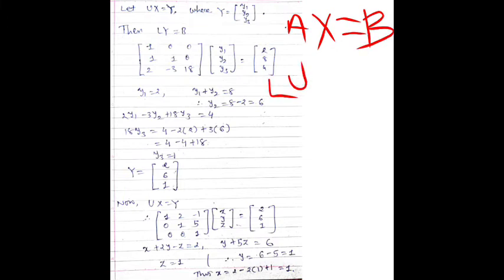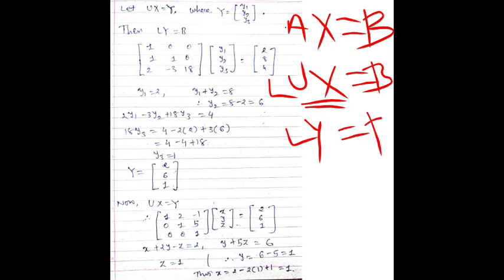First of all, you write Ax is equal to B. Then Ux is equal to y, LUx is equal to B, because first of all you have to take A is equal to L into U. Then if Ux is equal to y, if you put Ux is equal to y, then Ly is equal to B, where y is the column matrix y1, y2, y3. So you get Ly is equal to B, that is here.